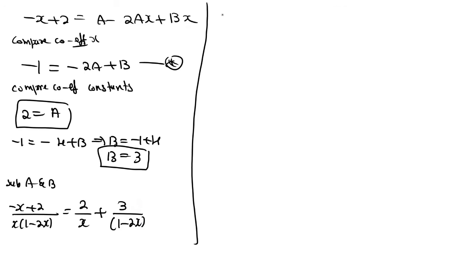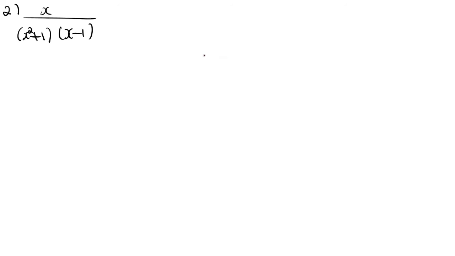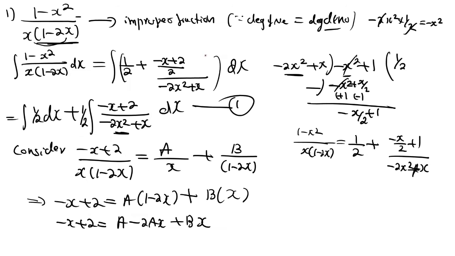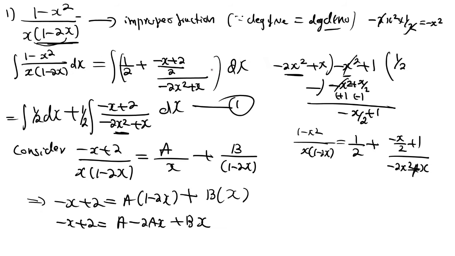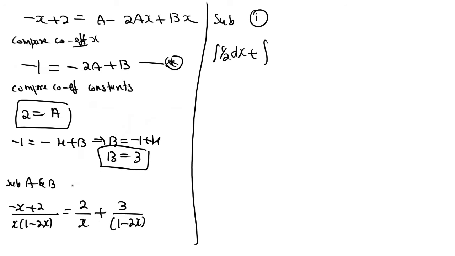Now substitute this in equation 1. What is equation 1? Equation 1 is the integration of 1 by 2 into dx plus the integration of (minus x plus 2) divided by (minus 2x square plus x) into dx. This term we calculated, right? The term is nothing but 2 divided by x plus 3 divided by (1 minus 2x).